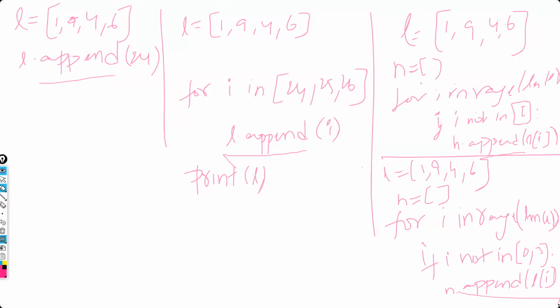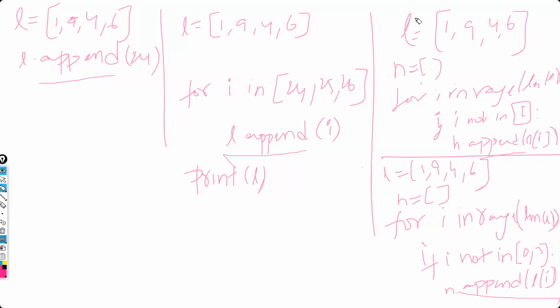To add a single value, append. To add multiple values, append. To delete a single value, append. To delete multiple values, append. Multiple options are there, guys. So list dot remove is there, list dot pop is there, list dot append. Using this one also we can write.